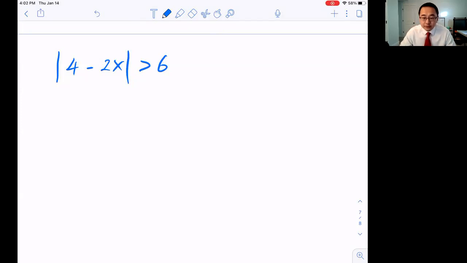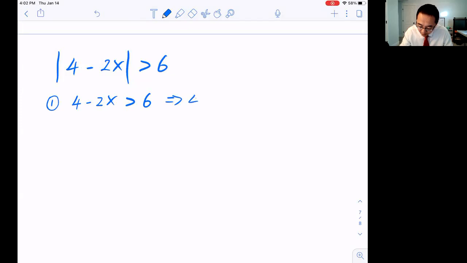Okay, you guys figured it out yet? Okay, yeah, so the way to do this is you remember, well, the absolute value can be a positive number or a negative number, right? So there are 2 possibilities. One is that 4 minus 2x is a positive number. In that case, it is greater than 6, right? So then you just solve it.